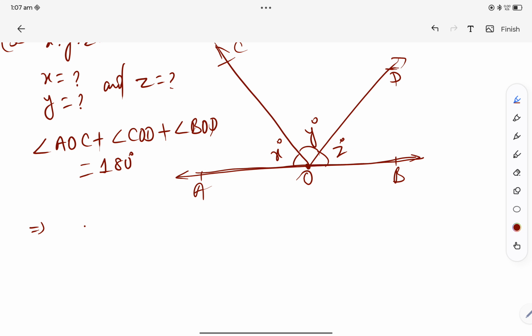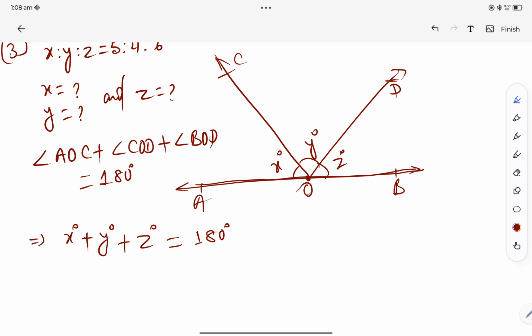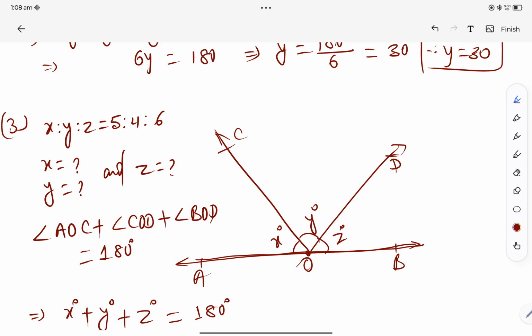Now it is given that AOD is x degrees, COD is y degrees, and BOD is z degrees, which sum to 180 degrees. But it is given that the ratio of x to y to z is 5 to 4 to 6.